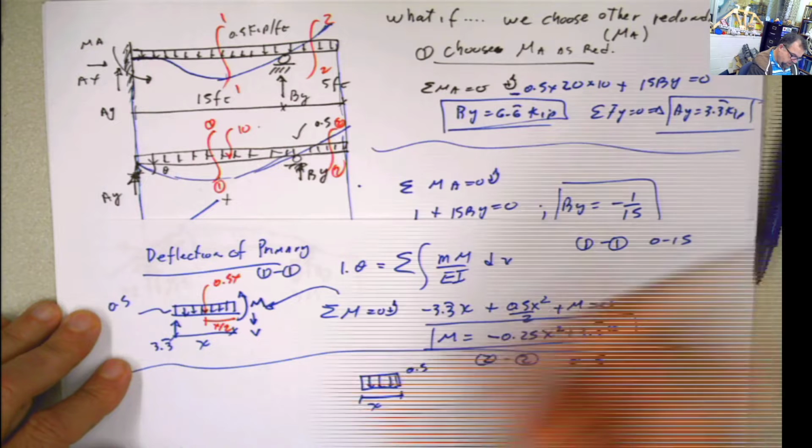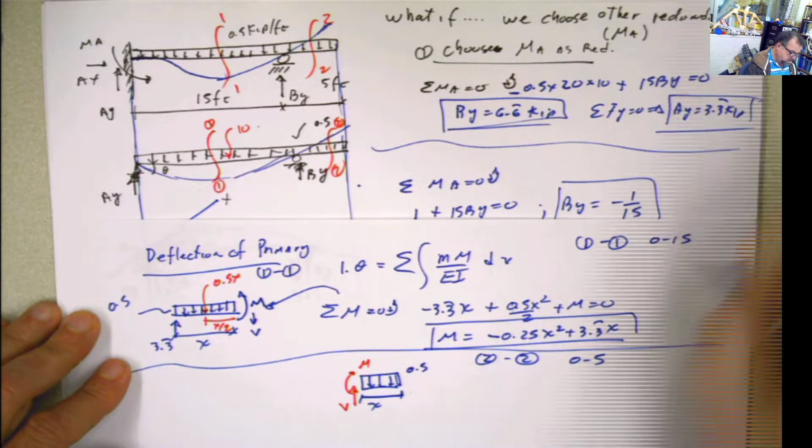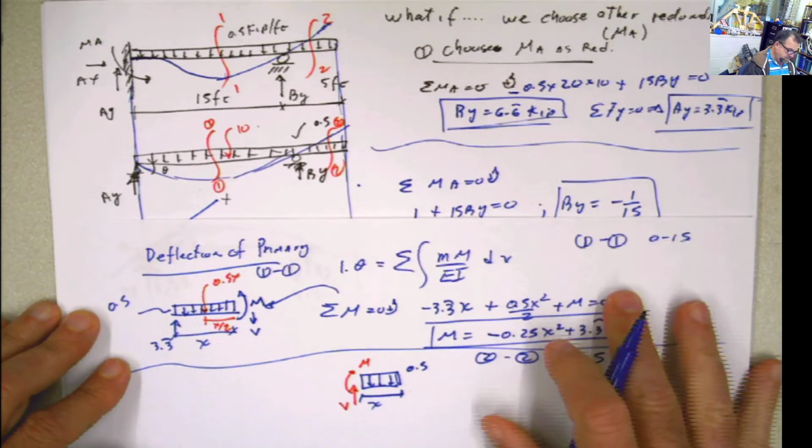0.5, and then I'm going to have this M and this V because I'm using the other side. Remember, I'm going from left to right.